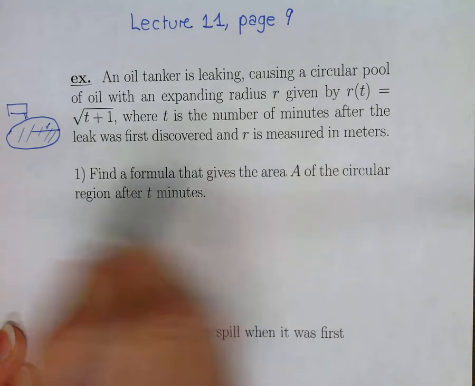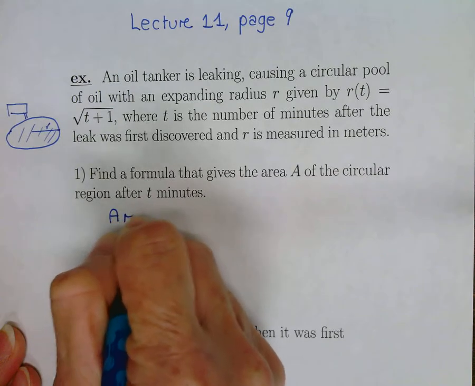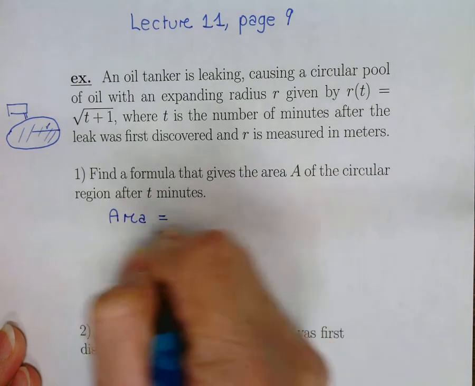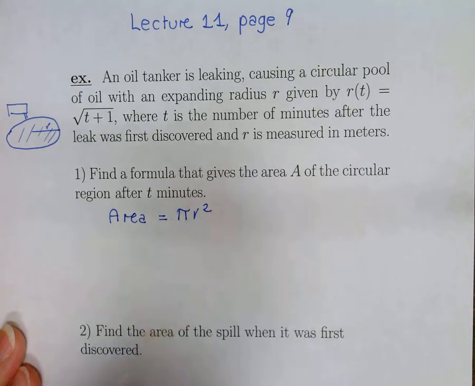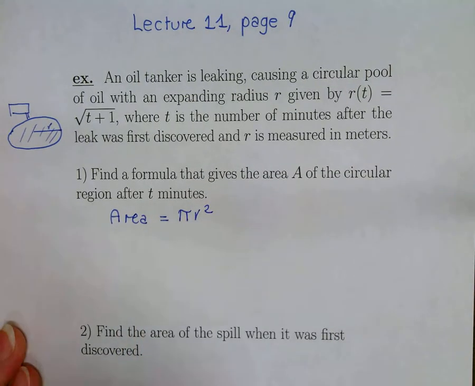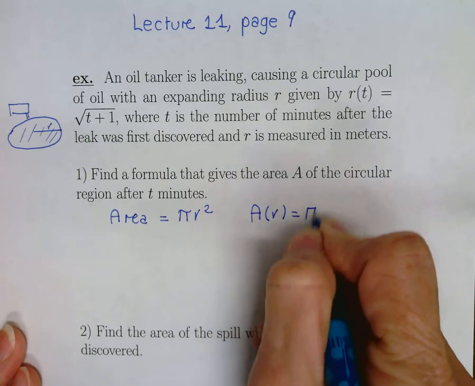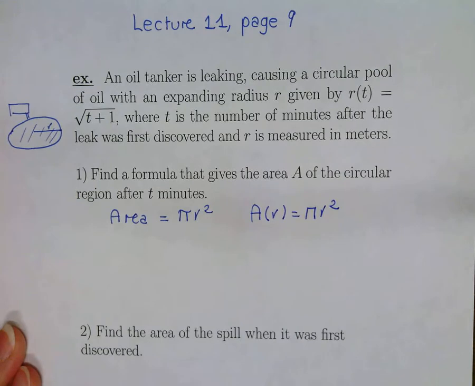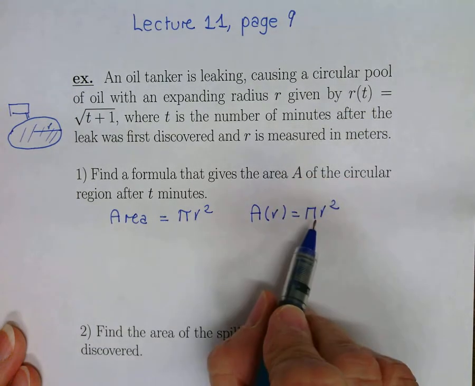First of all, we want the area of that circular region. So what do we know about area? It's equal in general to what? Pi r squared. So we have area as a function of r, and that's pi r squared. But r is a function of t. So we do the composition.